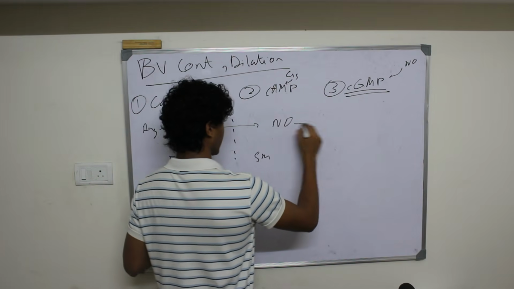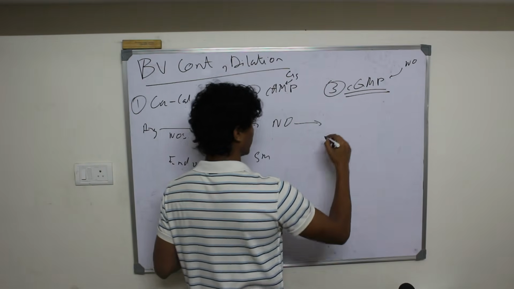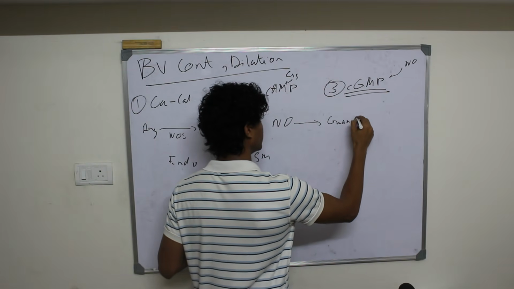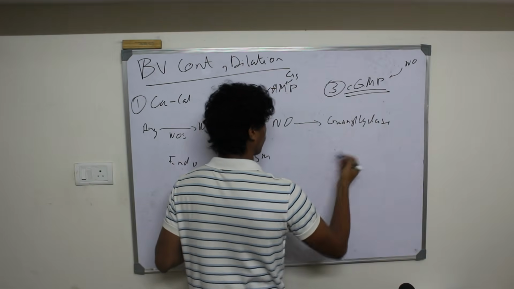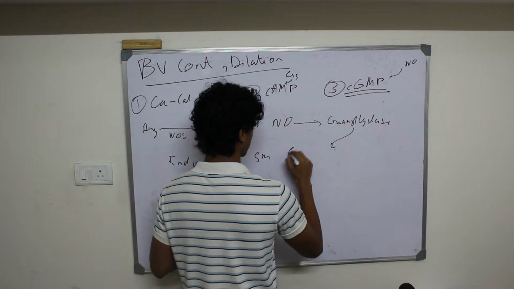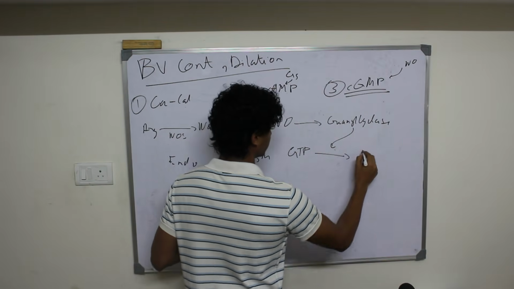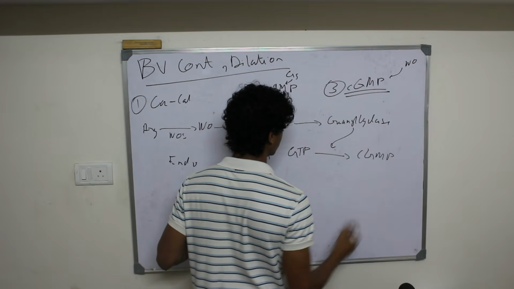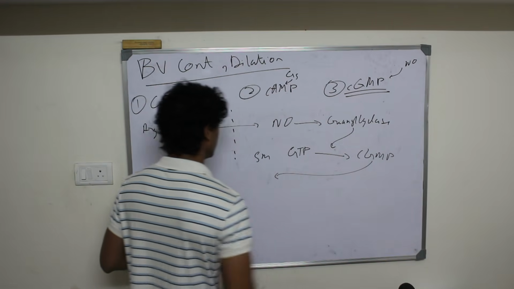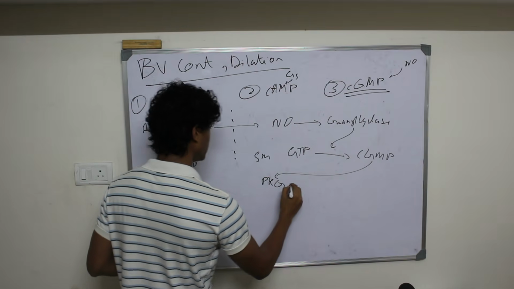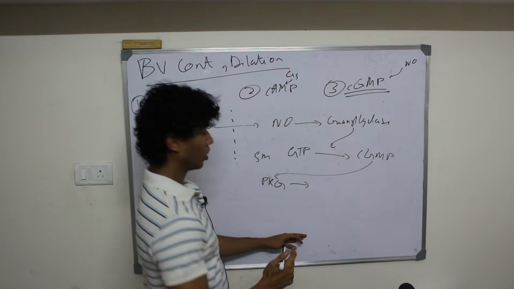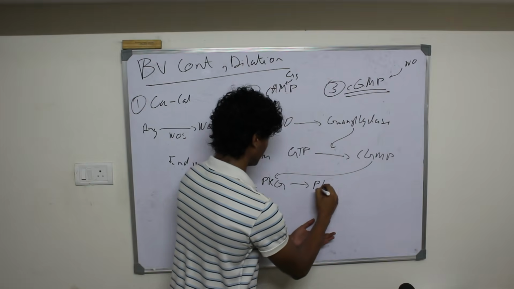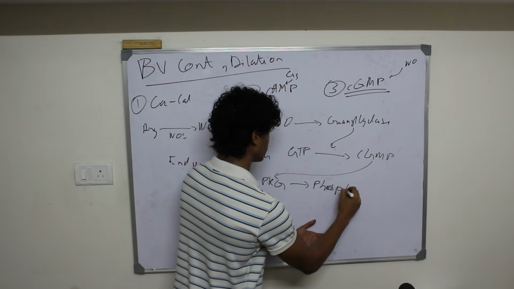What does this nitric oxide do here? This nitric oxide then binds to an enzyme called guanyl cyclase. What does guanyl cyclase do? Increases the conversion of GTP into cyclic GMP. What does cyclic GMP do? It activates protein kinase G, which phosphorylates your phosphatase enzymes, activating them. So it activates phosphatase enzymes.